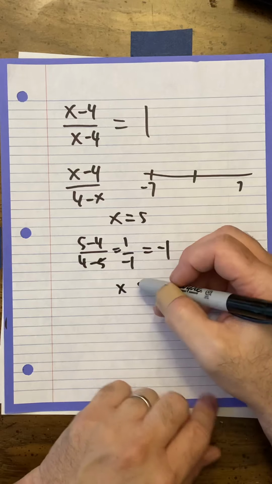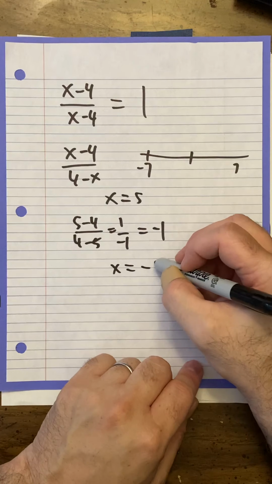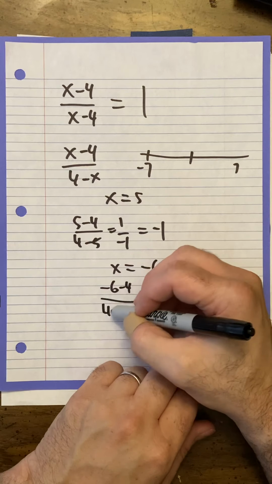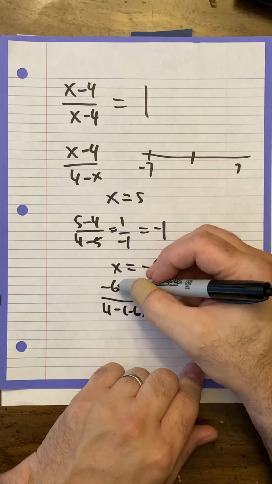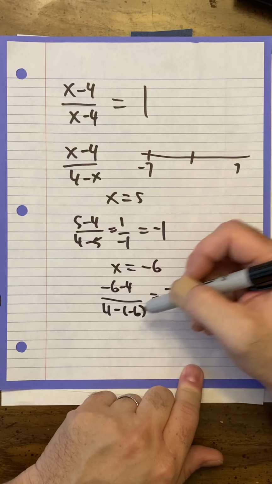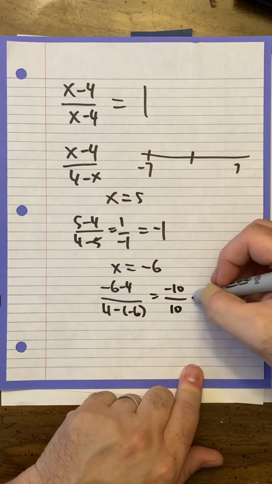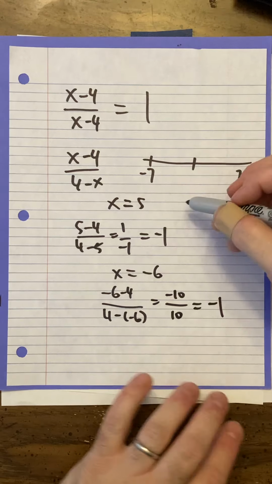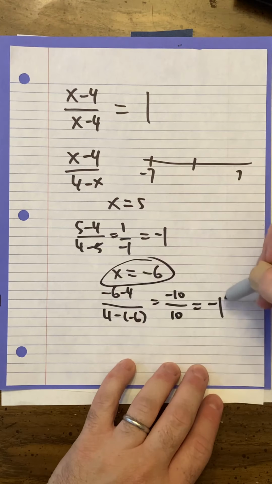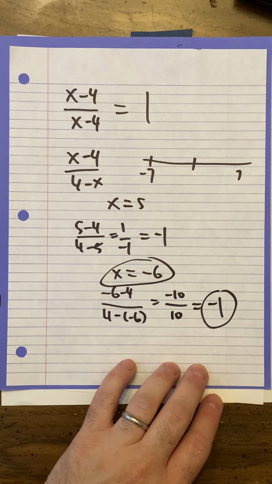Let's try another one. Let's try x equals negative 6. Let's see, negative 6 minus 4 over 4 minus negative 6. Well, negative 6 minus 4 is negative 10. 4 minus negative 6 is positive 10. So I want you to notice that every time you do this, no matter what value for x you put in, it divides to negative 1.